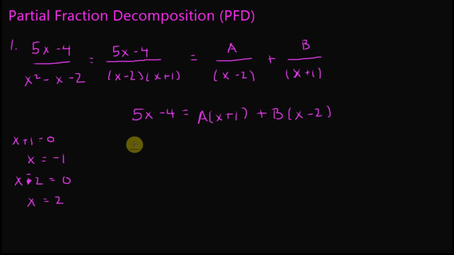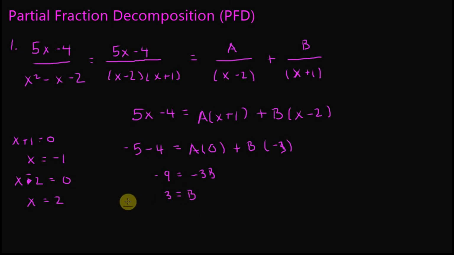Okay, let's start by plugging this first root in. So if we plug in x is equal to negative 1, we should get 5 times negative 1, which is negative 5, minus 4 is equal to a times negative 1 plus 1, which is 0, plus b times negative 1 minus 2, which is negative 3. Simplifying this gives us negative 9 is equal to negative 3b. Now, solving for b, we find that b is equal to 3.